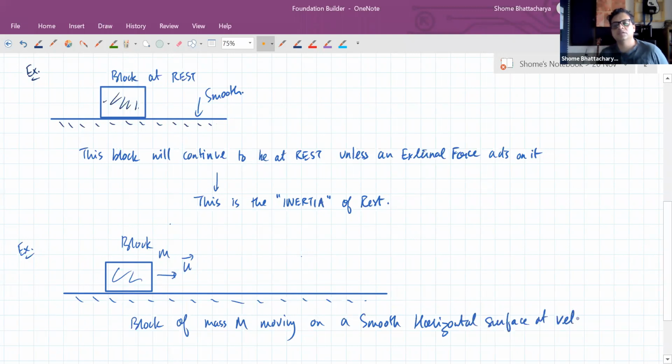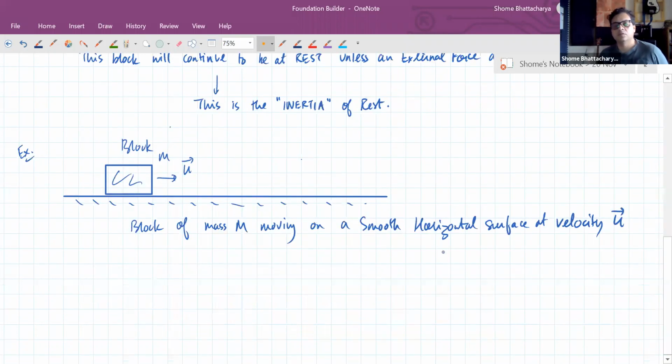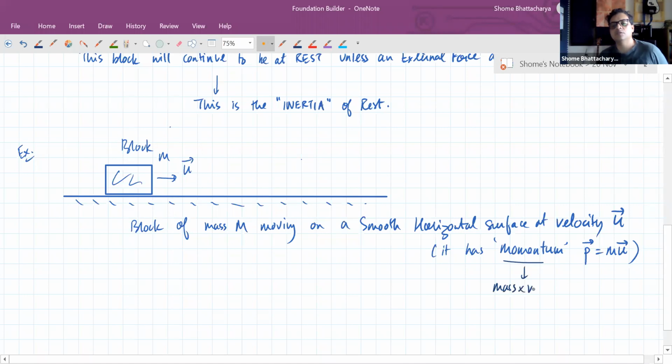at velocity u. So it possesses a certain physical property which we call momentum. We use the symbol p for momentum, and it is nothing but mass into velocity. So momentum for a body is defined as mass multiplied by velocity. But it's a vector quantity, remember. So it's the momentum vector.